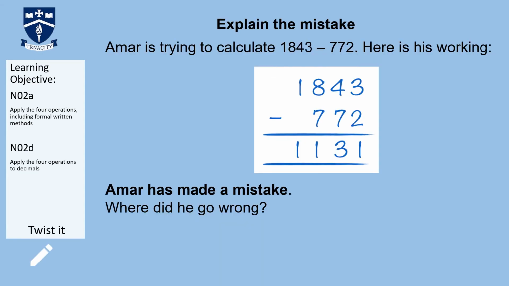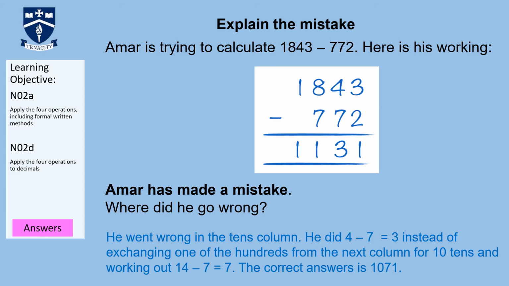Now let's check our reasoning. Press pause and see if you can explain here where Amar has made a mistake. We can see he went wrong in the tens column. He did 4 subtract 7 equals 3, instead of exchanging one of the hundreds to the next column for 10 tens and working out 14 subtract 7 is 7. The correct answer should be 1071.